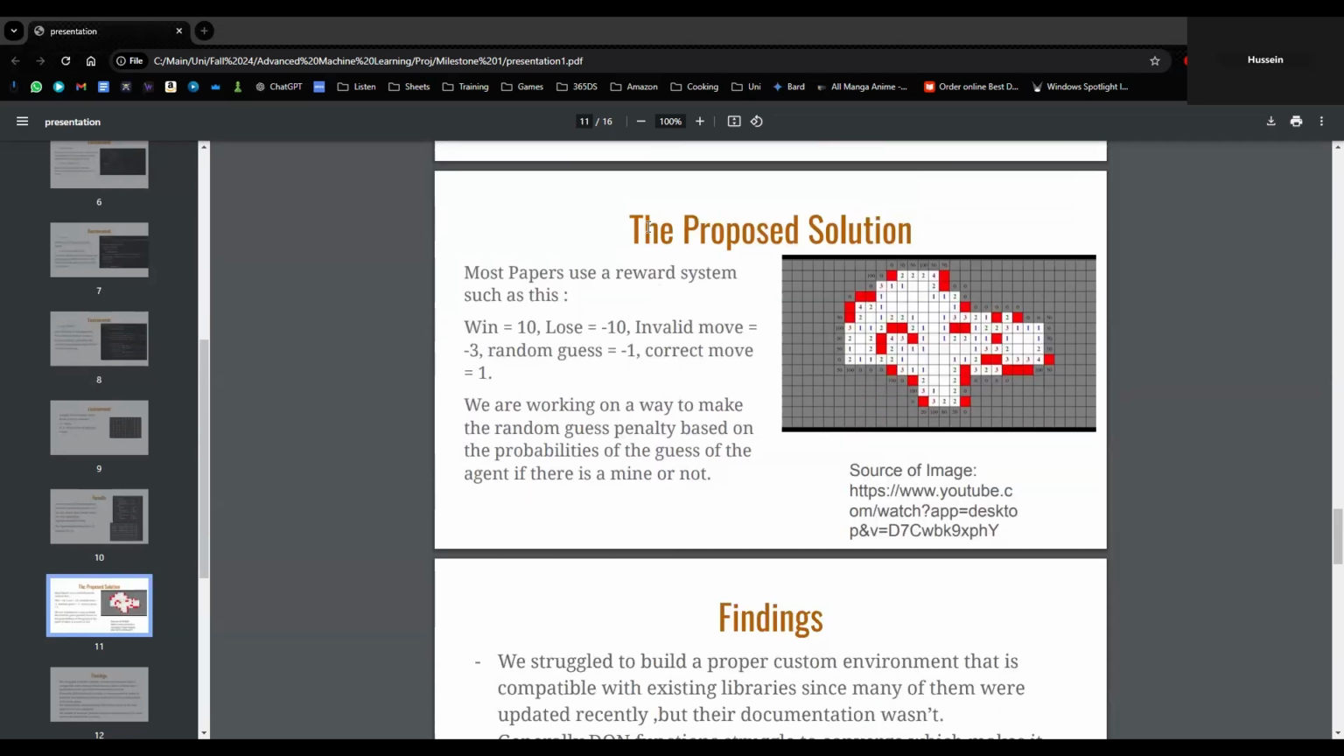So for our proposed solution, we want to try and change the reward system. So it's actually based on the probability of the guess. So a higher probability guess would net a higher reward, and vice versa.